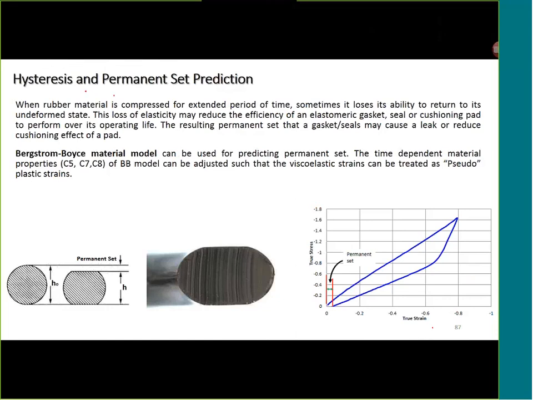The other important phenomena are hysteresis and permanent set, especially when you are using an O-ring for a sealing application. The material always exhibits some kind of permanent set. This can be predicted using the Bergström-Boyce material model available in Ansys.